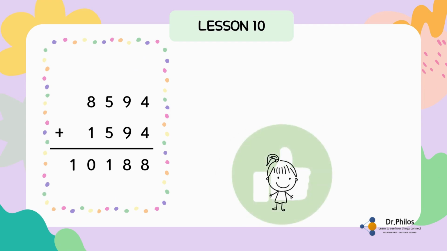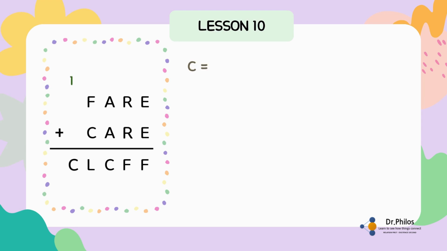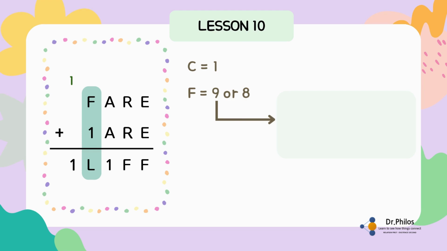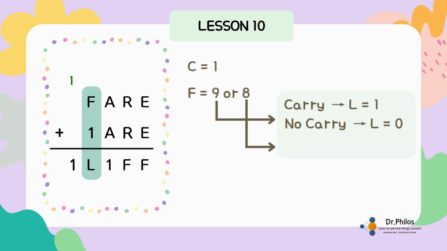Fantastic work! Let's summarize your steps this time. C is 1. Adding F to 1 made a carryover. Considering the hundreds place, F can be 9 or 8. If F is 9, L is 1 if there is a carryover, and L is 0 if there is not. If F is 8, there must be a carryover and L is 0. But since C is 1, L has to be 0.